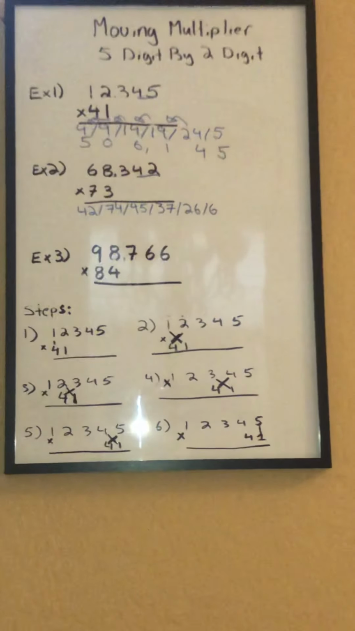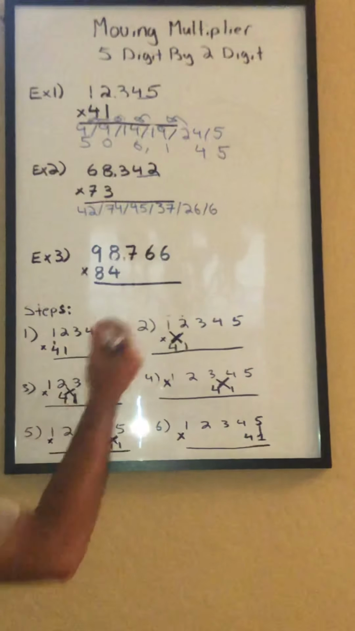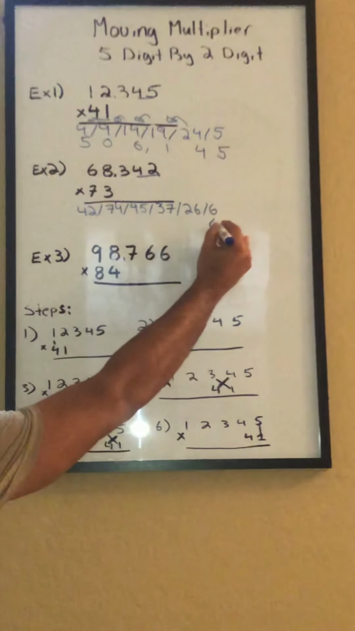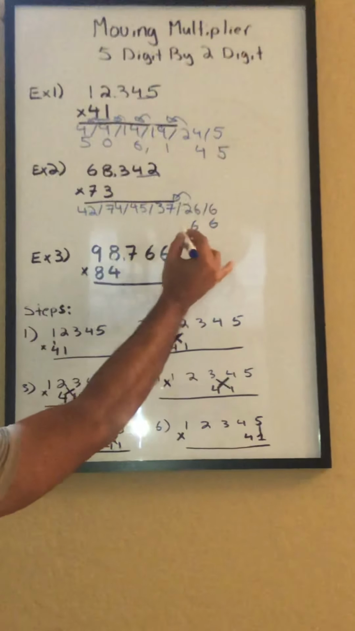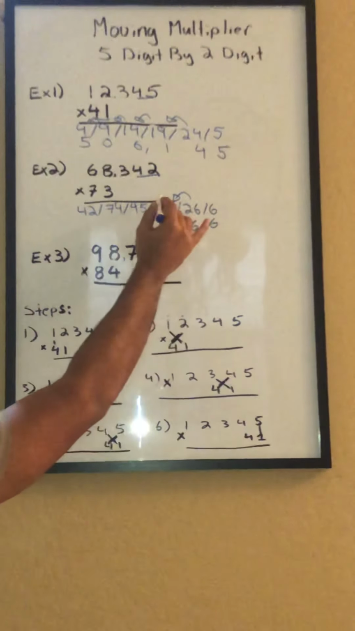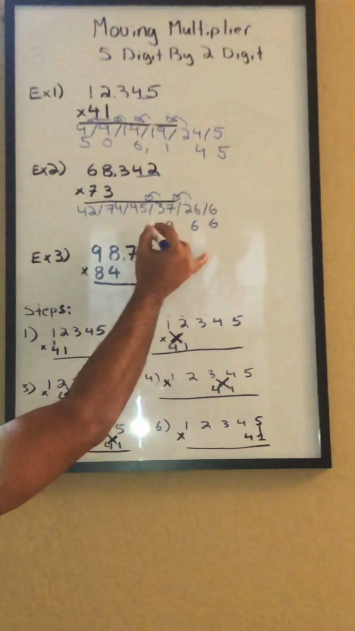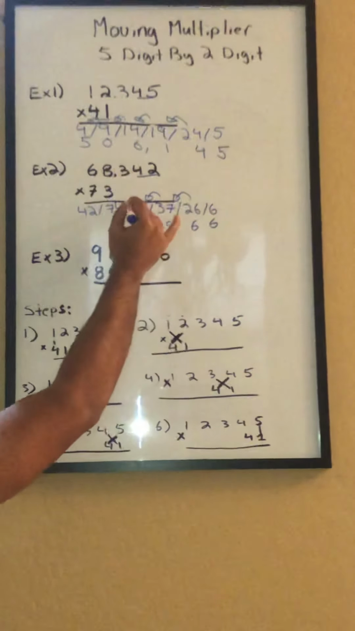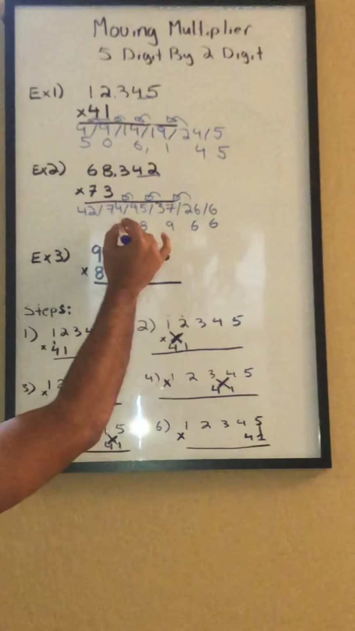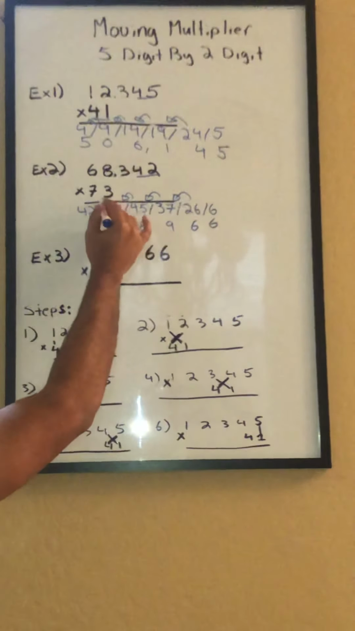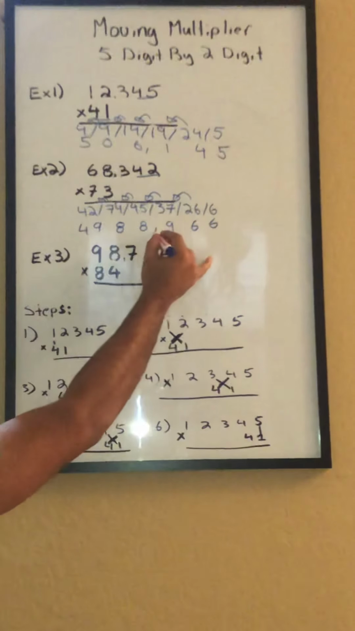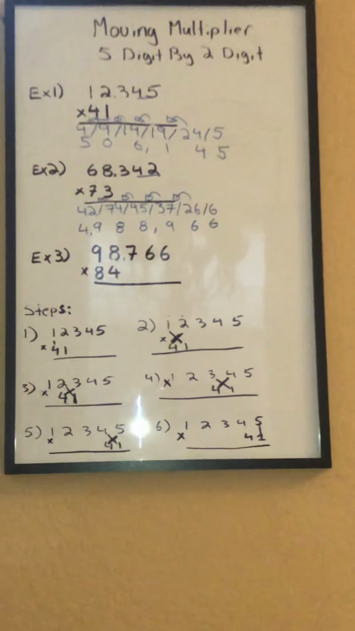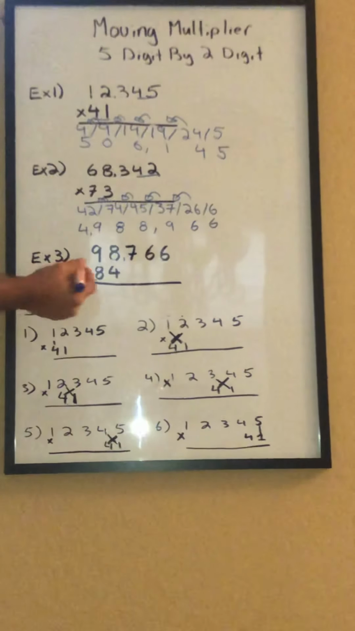Okay, so we do the same thing. We're going to keep the units digit, carry the tens digit. I'm going to write the 6 here, but I'm going to carry the 2 over here. 37 plus 2 is 39, so I'm going to write down 9, carry the 3. 45 plus 3 is 48, so I write down 8, carry the 4. 74 plus 4 is 78, so I write down 8, carry the 7. 42 plus 7 is 49. So, what's my final answer? 4,988,966. Okay?